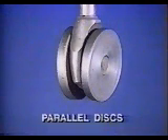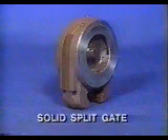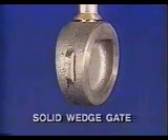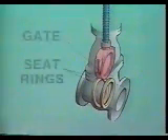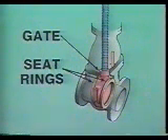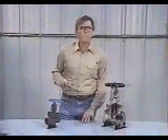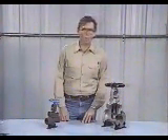There are different types of gates that can be used in gate valves. The most common ones are the parallel disc, the solid split gate, and the solid wedge gate. Gate valves have a matching set of seat rings located within the body of the valve. As the valve is closed, the gate descends between the seats and makes a tight fit, sealing off flow. Wear and friction occur where the gate and seat rings come together, which can result in leakage or make the valve difficult to open. The second type of valve we will look at in this section is the globe valve.